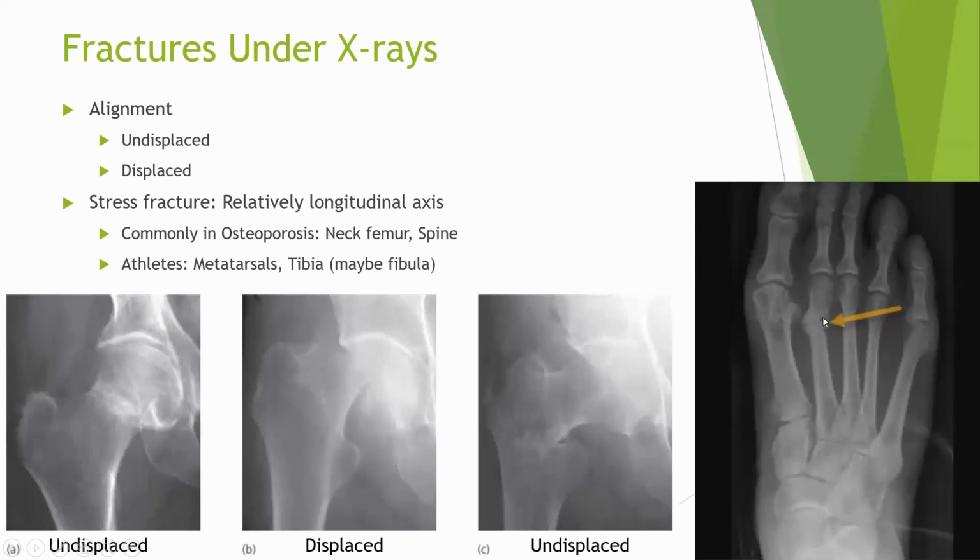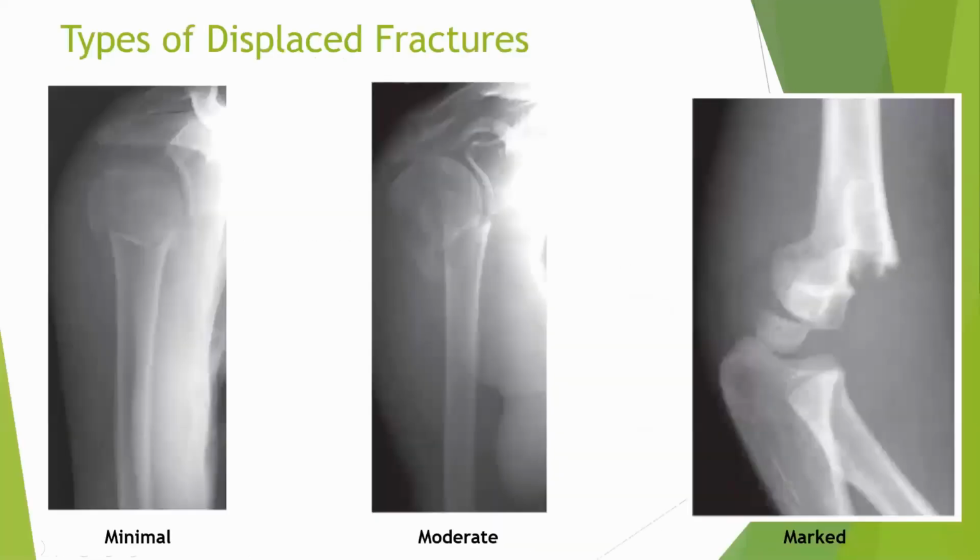Now, over here, this is essentially nothing but a stress fracture of the metatarsal 2, or second metatarsal. As you note, this is a fracture site right over here, and that is pretty easy to estimate and evaluate. All right, so types of displacement.